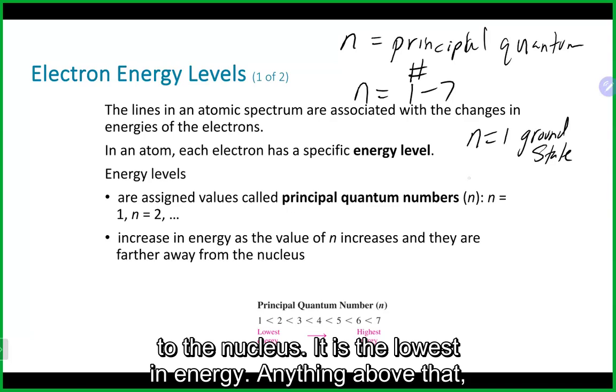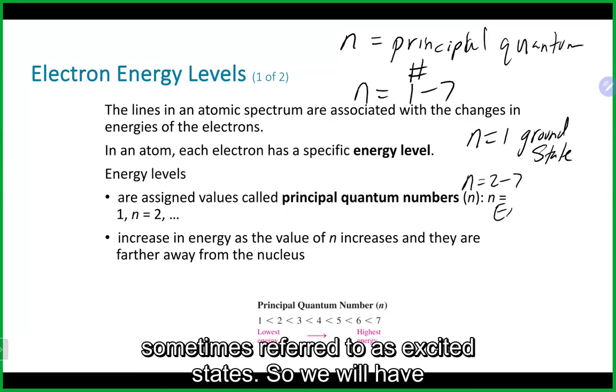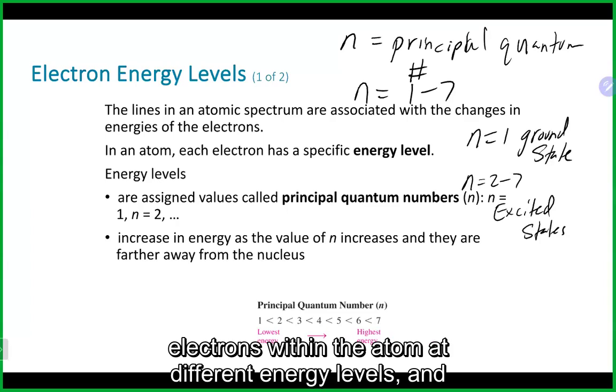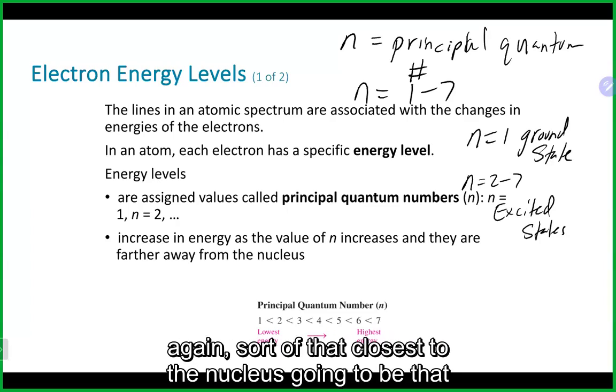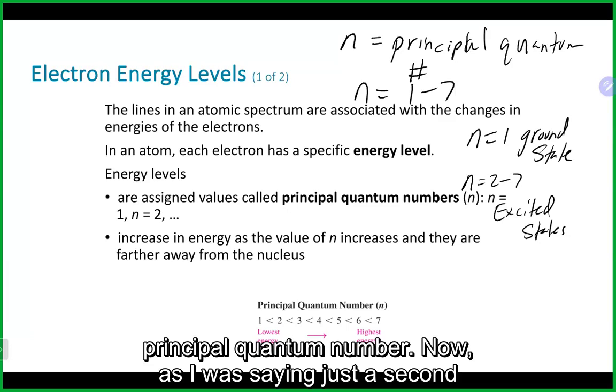Anything above that, anywhere from n equals 2 through 7, those are what are sometimes referred to as excited states. So we will have electrons within the atom at different energy levels. And again, the one closest to the nucleus is going to be that ground state. And that's what's referred to as the principal quantum number.